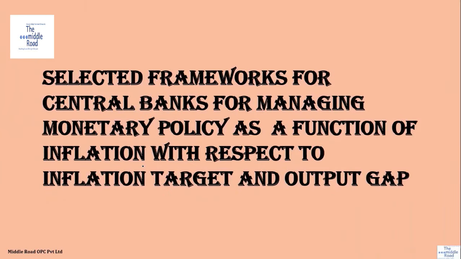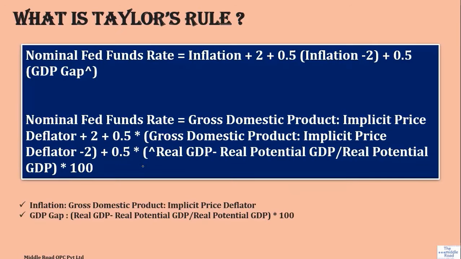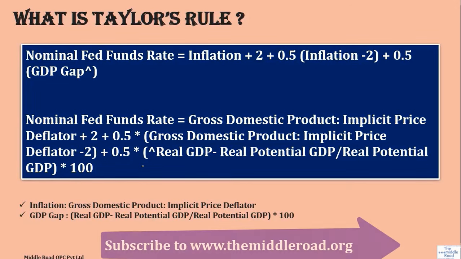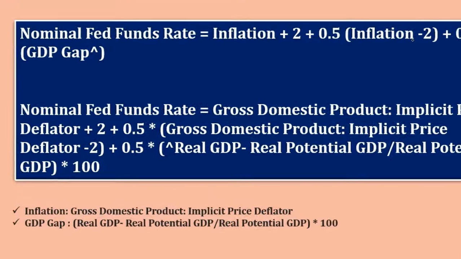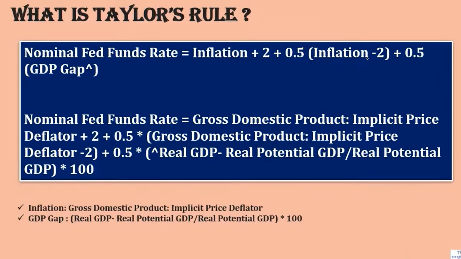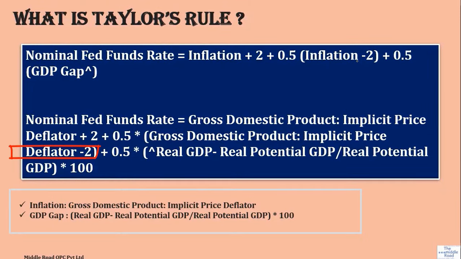Now we look at the selected framework for central banks for managing monetary policy as a function of inflation. We'll not go very deep into it. We look at Taylor's rule, this very famous rule. It basically gives you, when we talk about nominal Fed rates, real Fed rates would be nominal Fed rates minus inflation. You're looking at rates, it looks at 2 plus 0.5 times (inflation minus 2). So it looks at inflation as one part and GDP gap as another part.